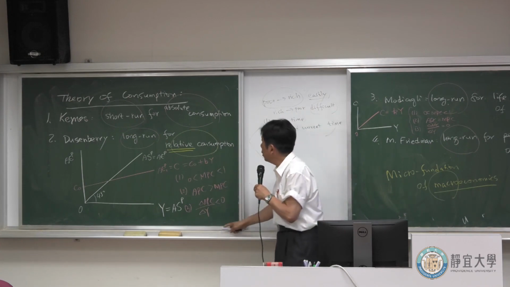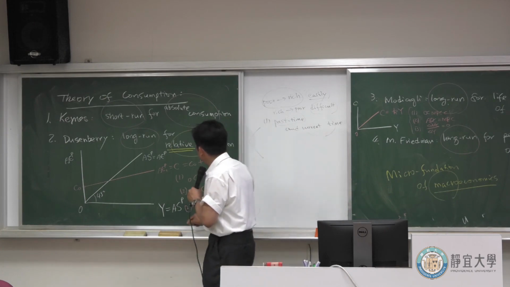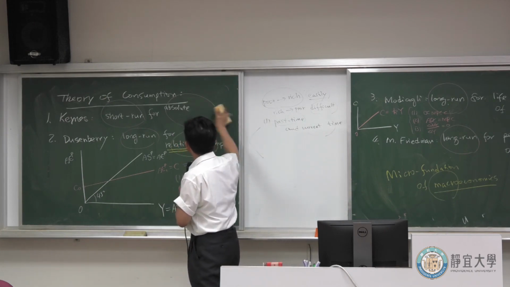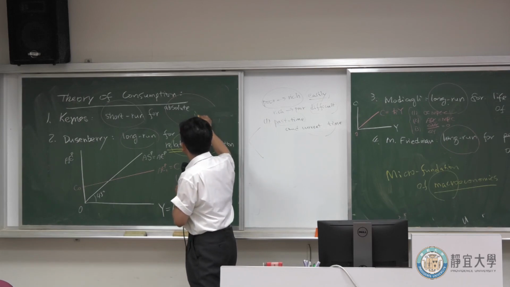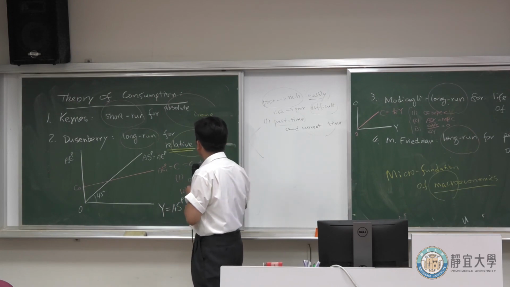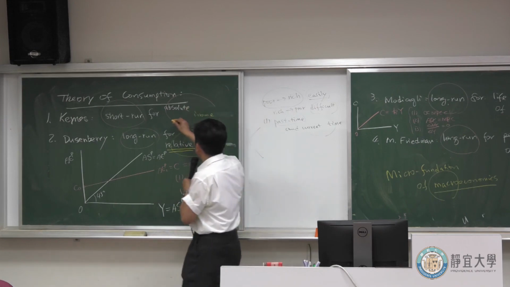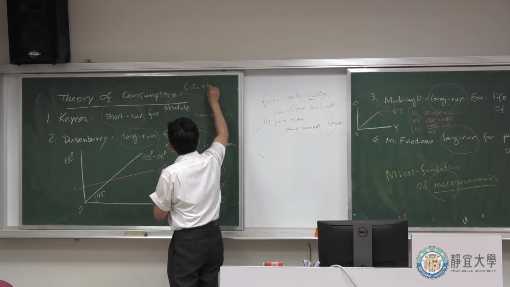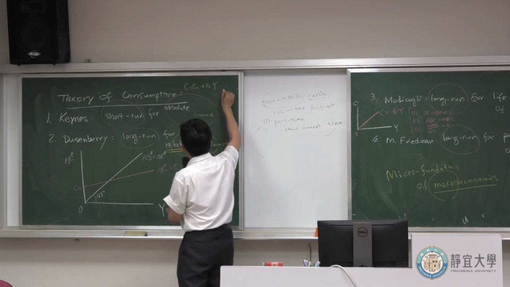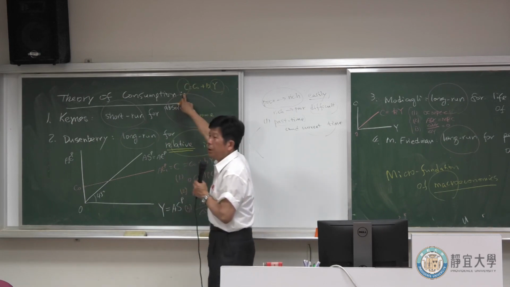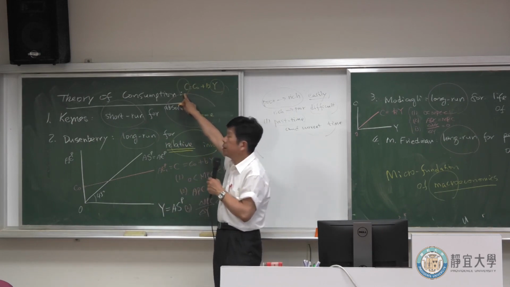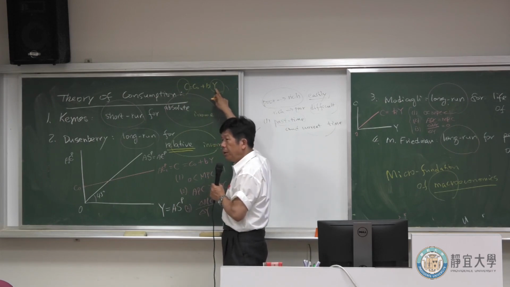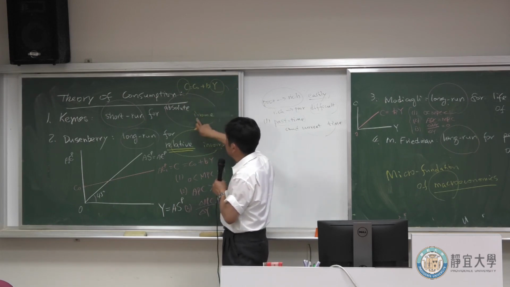Or maybe we can say this is the absolute income, and this is the relative income. So you can see we write down consumption equals BY. Here, your consumption behavior is dependent on your income. And what is income? It's your absolute income.